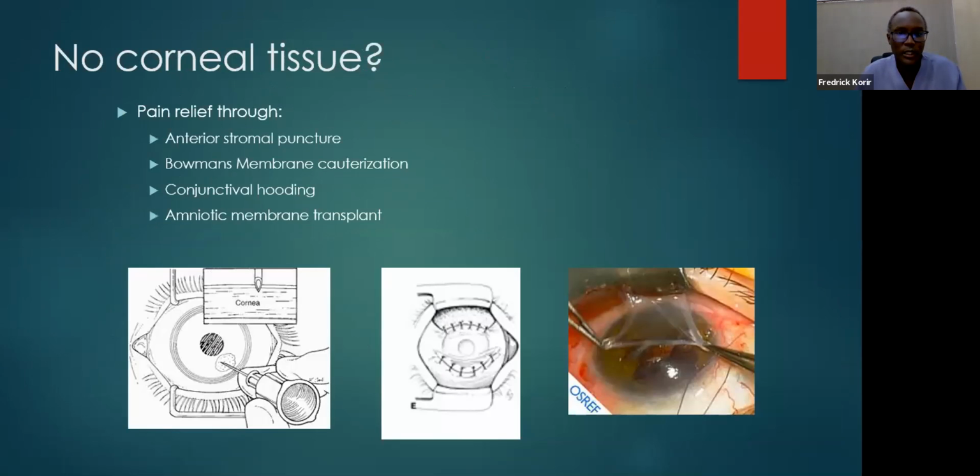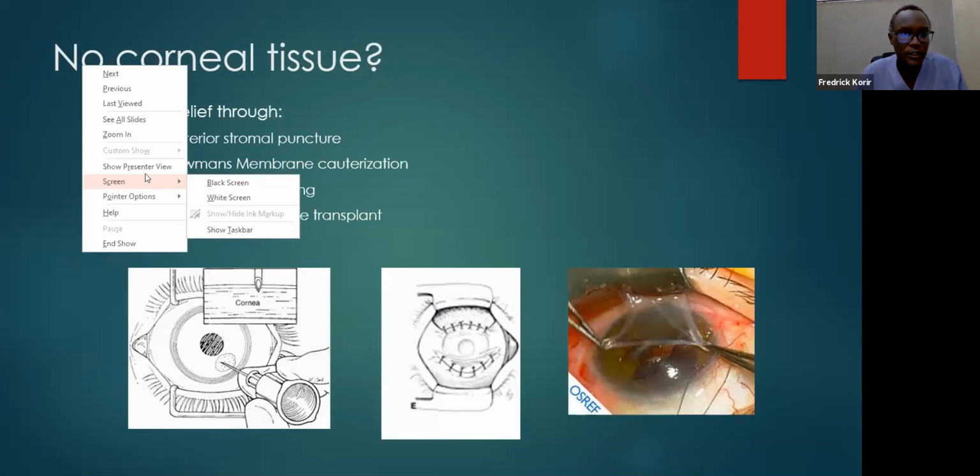What do we do? Some of the things that you can do is anterior stromal puncture, and I think, sorry, just get a pointer.